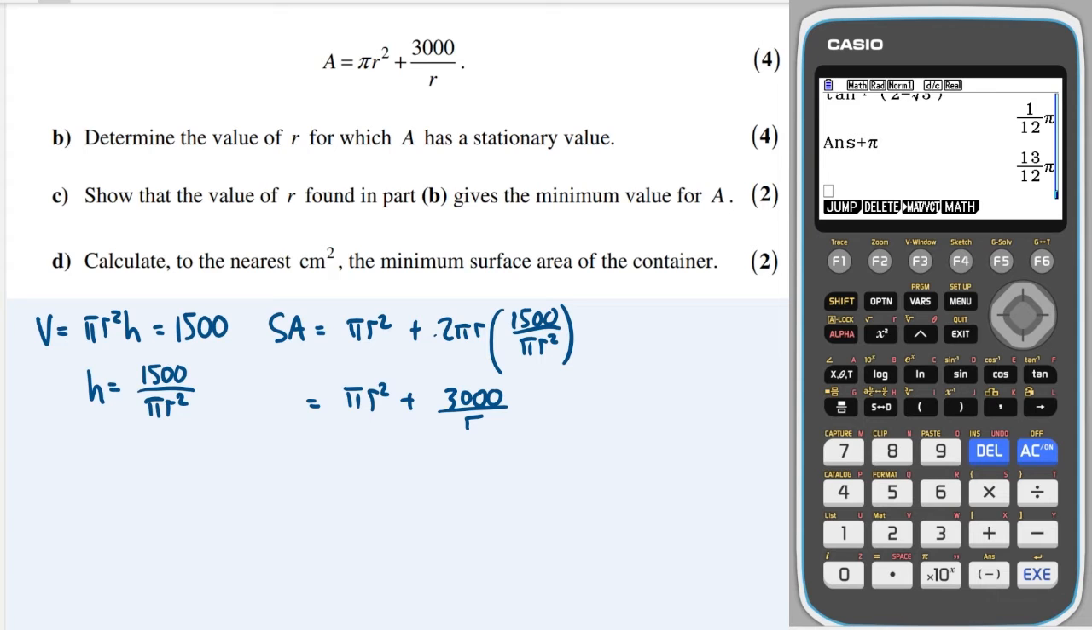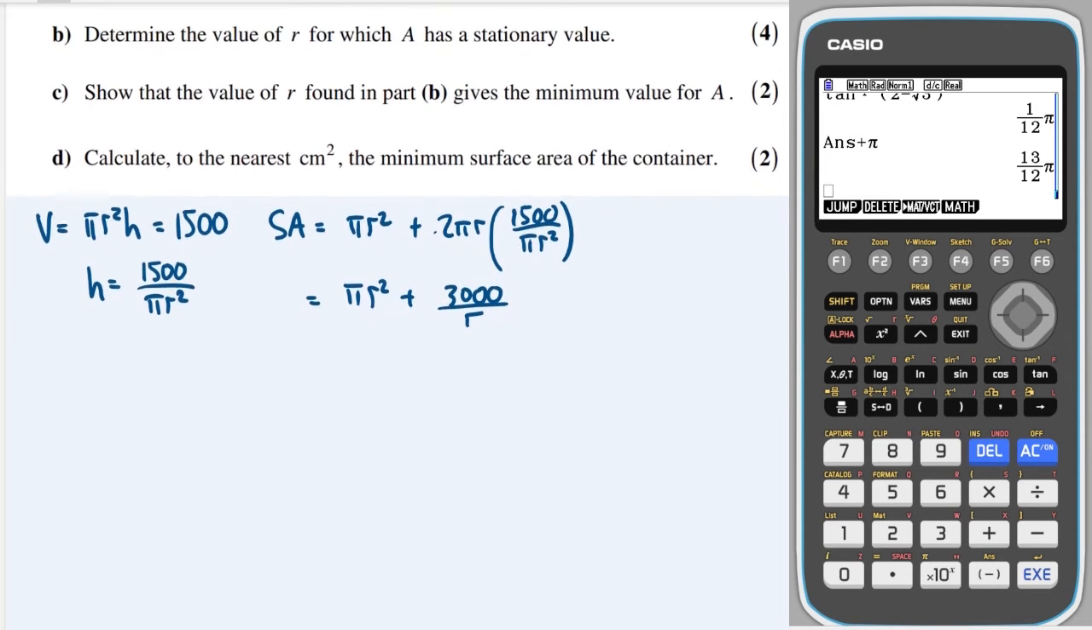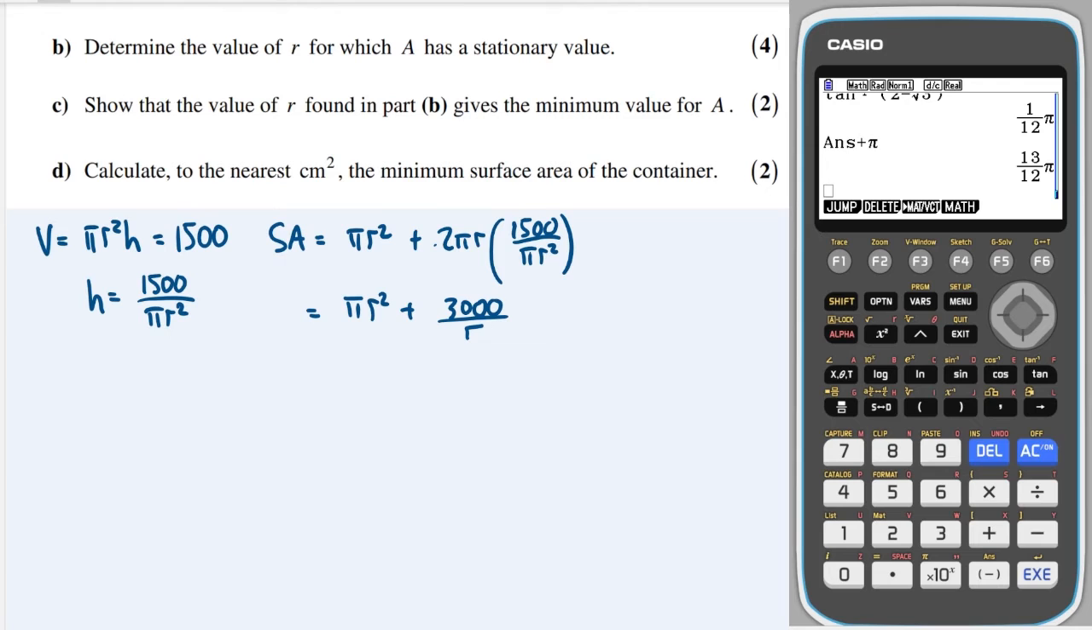Determine the value of r for which A is a stationary value. Okay, so that means that we need to just do the derivative of A with respect to r. So differentiating this is going to give me 2 pi r, and this is the same as 3000 r to the minus 1, so it becomes minus 3000 r to the minus 2 when I differentiate it. And I want that to equal 0 because it's a stationary point.